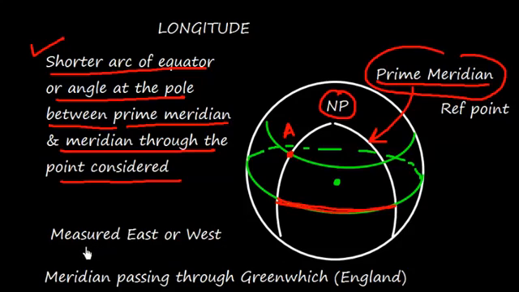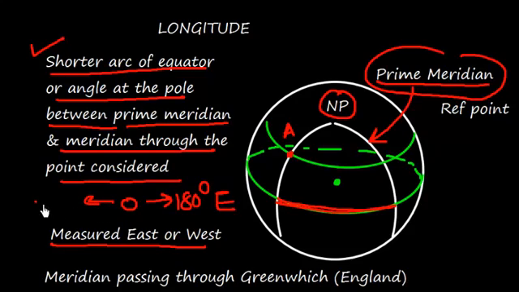Longitudes are measured east or west. They are measured 0 to 180 degrees east or 0 to 180 degrees west, and the prime meridian is the 0 degree longitude.